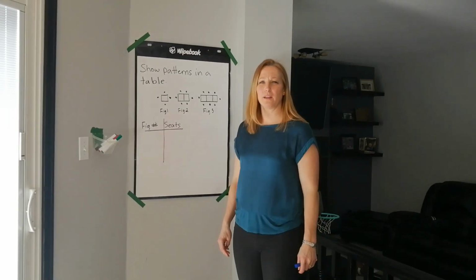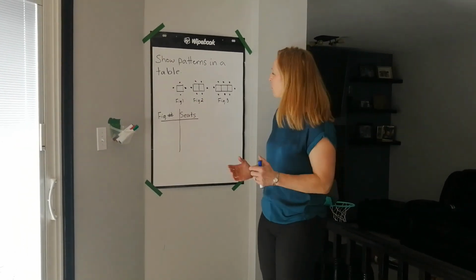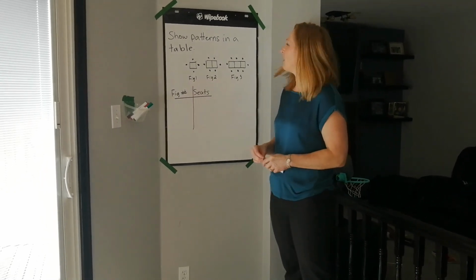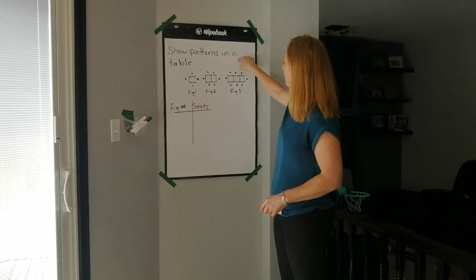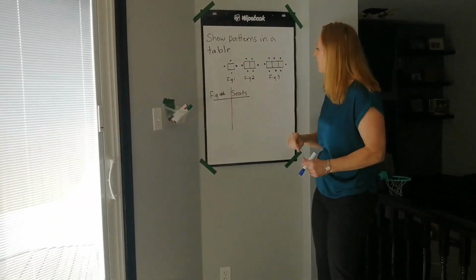Well, now we know how to describe our pattern in words. It's time to put it into something useful. So we're going to learn how to put it into what we call a function table. So show patterns in a table. You can copy this down in your journal while I'm talking.